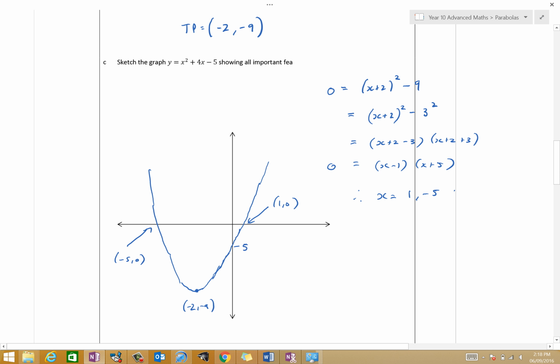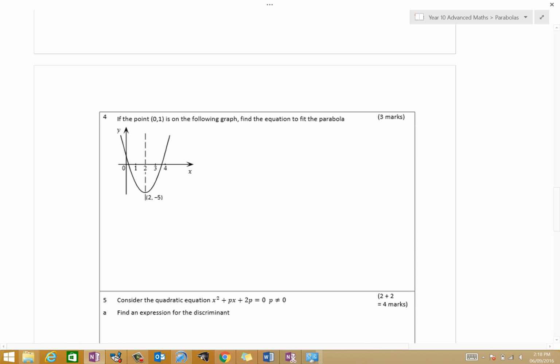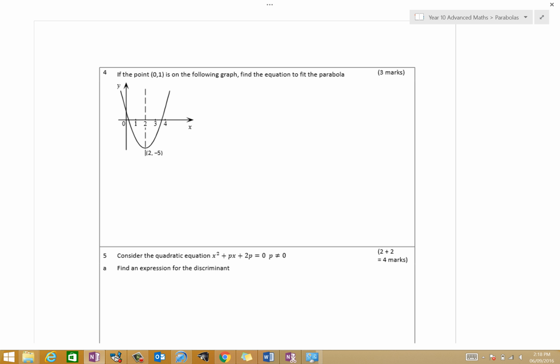The other way you could have done it is you could have added 9 to both sides and taken the square root. Either way, it's fine. But that's the gist of that one. I want to spend time on the next one though, because we've only got 5 or 6 minutes left.